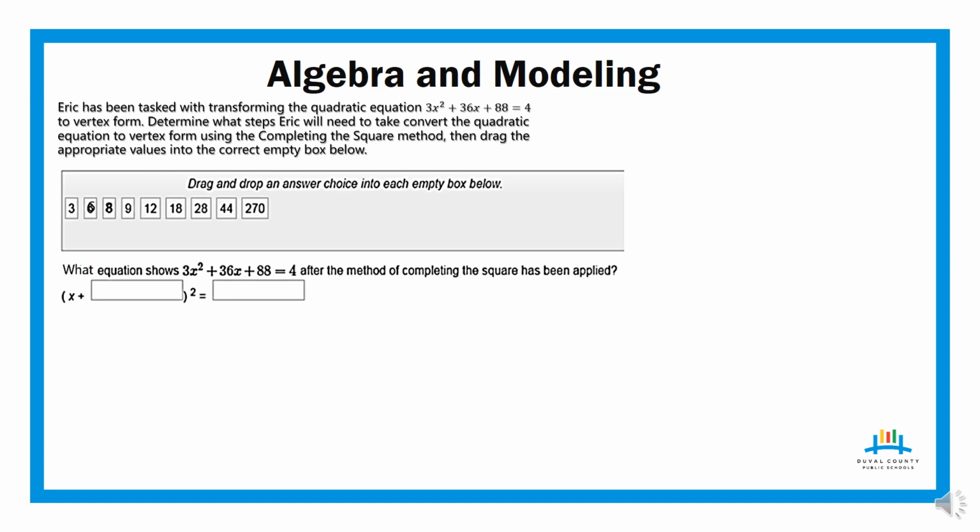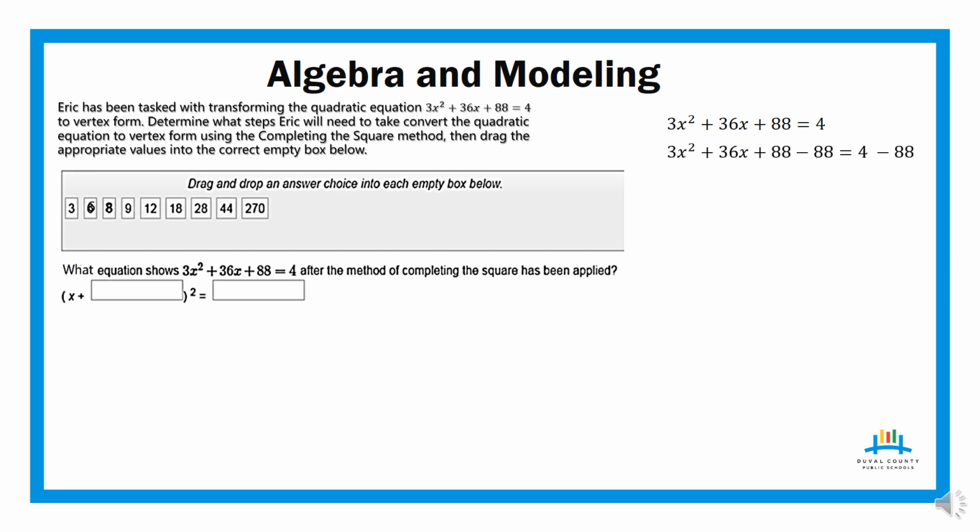Eric has been tasked with transforming the quadratic equation 3x squared plus 36x plus 88 equals 4 to vertex form. Determine what steps Eric will need to take to convert the quadratic equation to vertex form using the completing the square method, then drag the appropriate values into the correct empty box below. So Eric is going to use the completing the square method to change 3x squared plus 36x plus 88 equals 4 from standard form to vertex form.